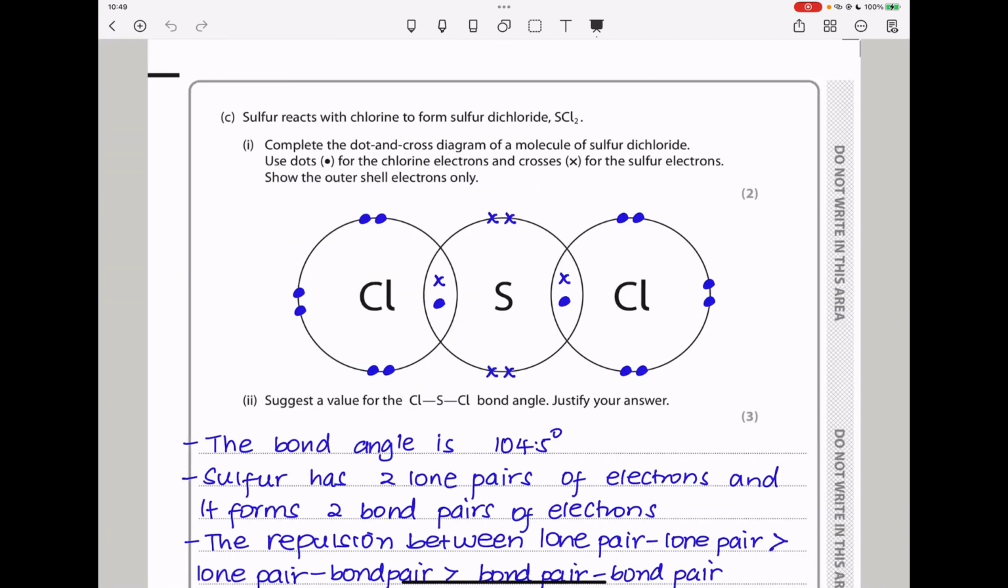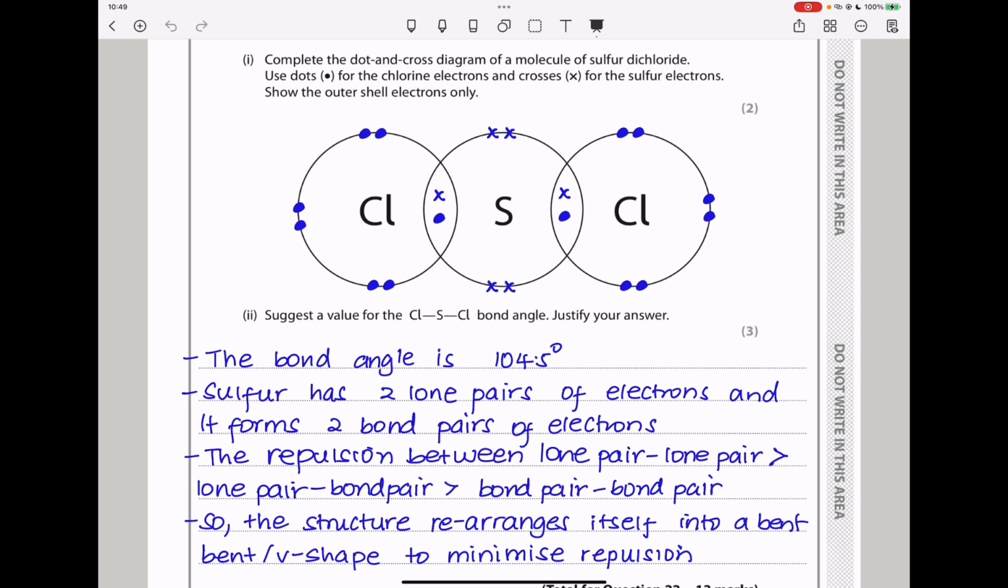Moving on. In part C, they say, sulfur reacts with chlorine to form sulfur dichloride. Complete the dot and cross diagram of the molecule of sulfur dichloride and use dots for chlorine electrons and crosses for sulfur electrons. We can see chlorine has 7 electrons in the outer shell, plus 1 it shares with sulfur. And on the other side, sulfur has 6 electrons in the outer shell, plus 1 it shares with each chlorine. And then on the other side, chlorine also has 7, plus 1 it shares with sulfur. So that should be the structure.